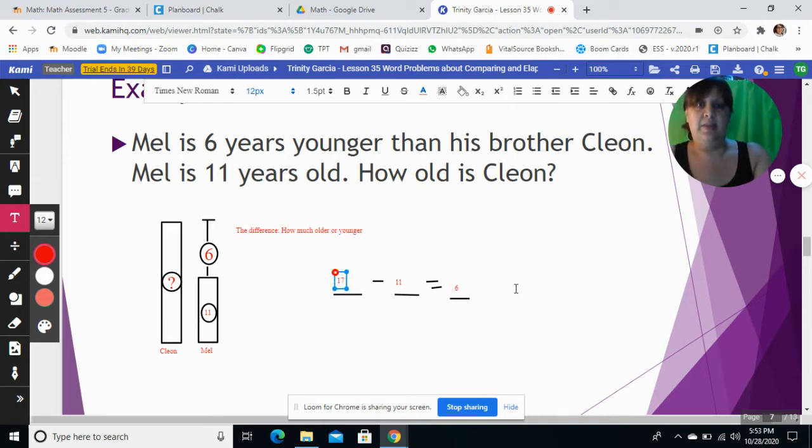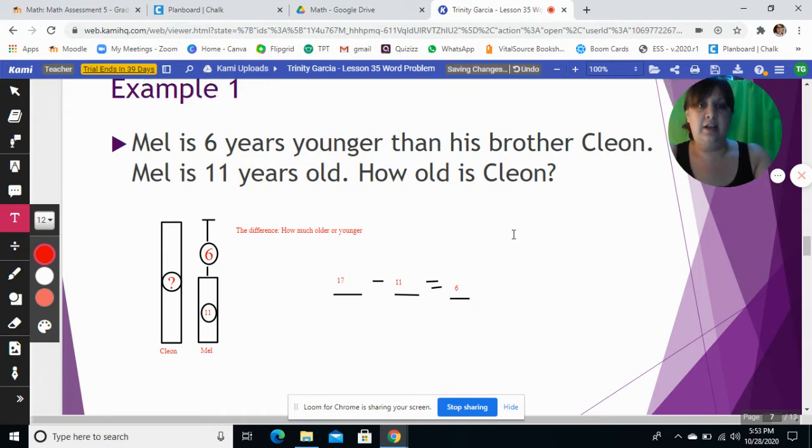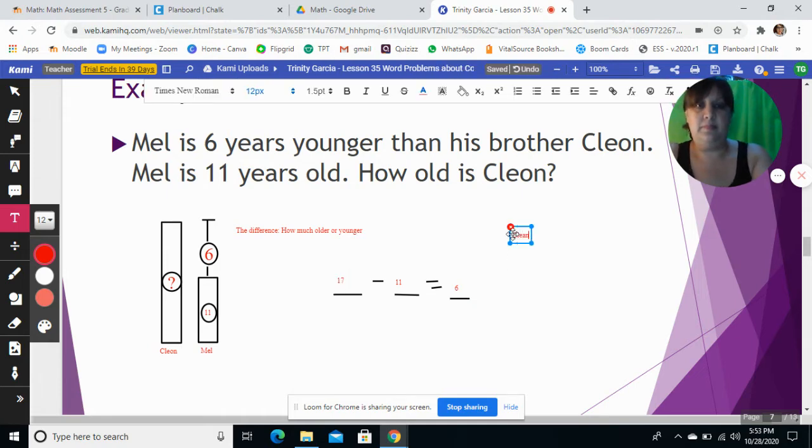So we know that Cleon is 17 years old. Okay, and that's our answer. Cleon is 17 years old.